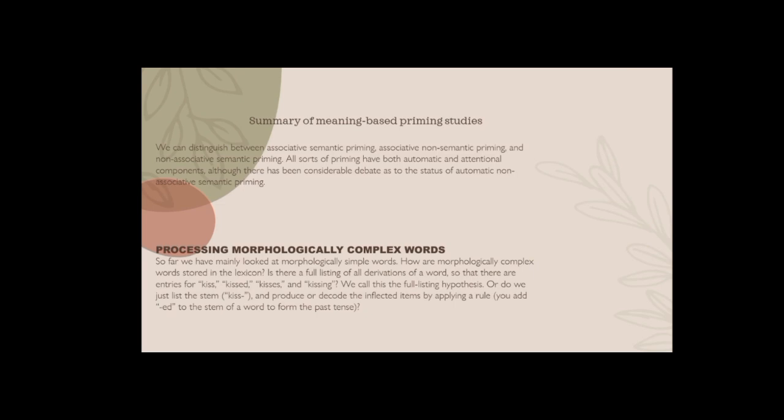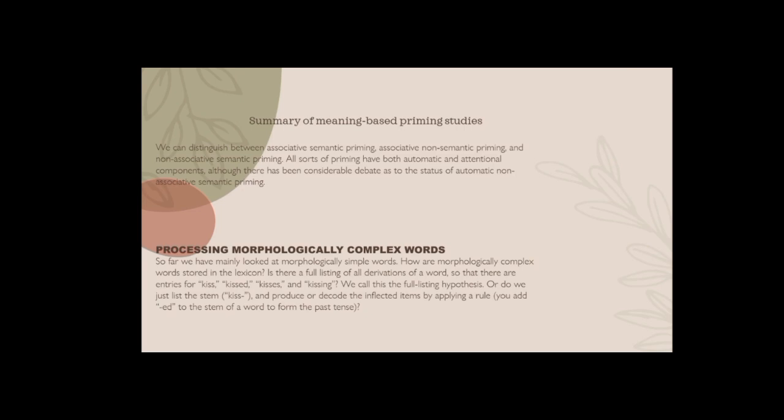Next, we move on to the processing of morphologically complex words. So far, we have mainly looked at morphologically simple words. How are morphologically complex words stored in the lexicon? Is there a full listing of all derivations of a word, so that there are entries for kiss, kisses, and kissing? We call this the full listing hypothesis. Or do we just list kiss, and produce or decode inflected items by applying a rule, such as adding -ed to the stem of a word to form the past tense?